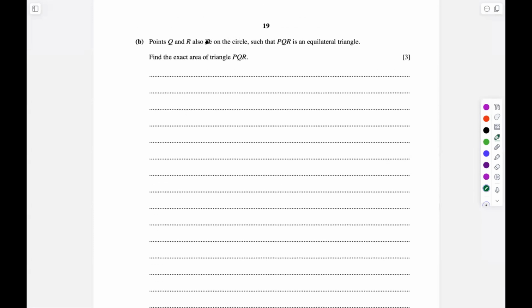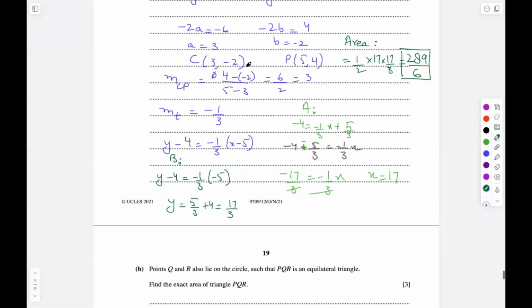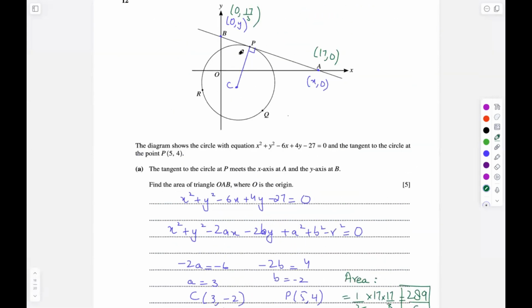In part B, it says that points Q and R also lie on the circle such that PQR is an equilateral triangle. We have to find the exact area of triangle PQR. Now, as PQR is a triangle, let's first join the points and form a triangle. To find the area of the triangle, we can divide it into 3 parts from the center to each of the vertices. As these triangles are exactly the same, we can find the area of one triangle and multiply it by 3.